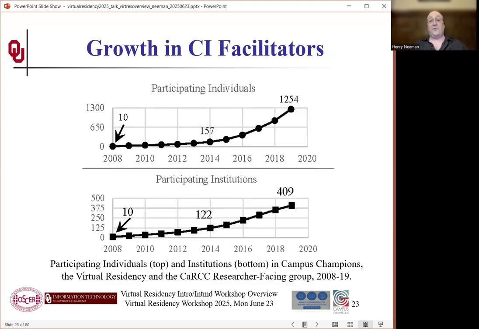So has this been growing as a profession? The answer is yes. Now, I stopped counting in 2019. The reason I stopped counting is that the labor cost of figuring out how many of us there are is so high I just can't afford the time anymore. But way back in 2019, we had seen exponential growth, both in the number of people who were part of the Campus Champions, the virtual residency, or the CARC researcher facing group. Those three mailing lists, we merged them together, threw out the duplicates, and came up with 1,254 people in that profession and 409 institutions. Those numbers are wildly out of date now. It's much, much higher now, at least a couple of thousand.